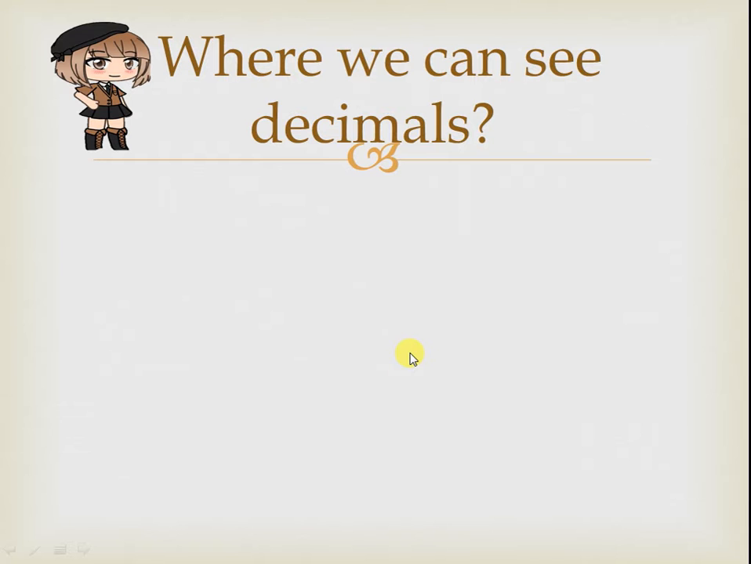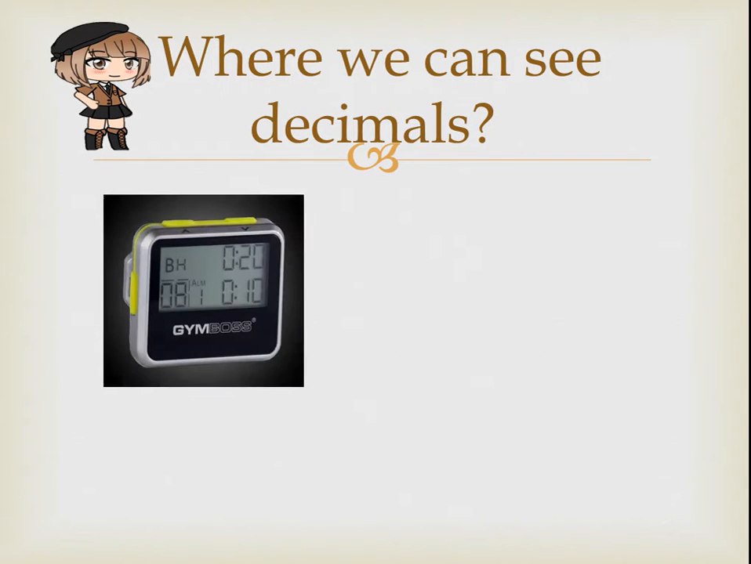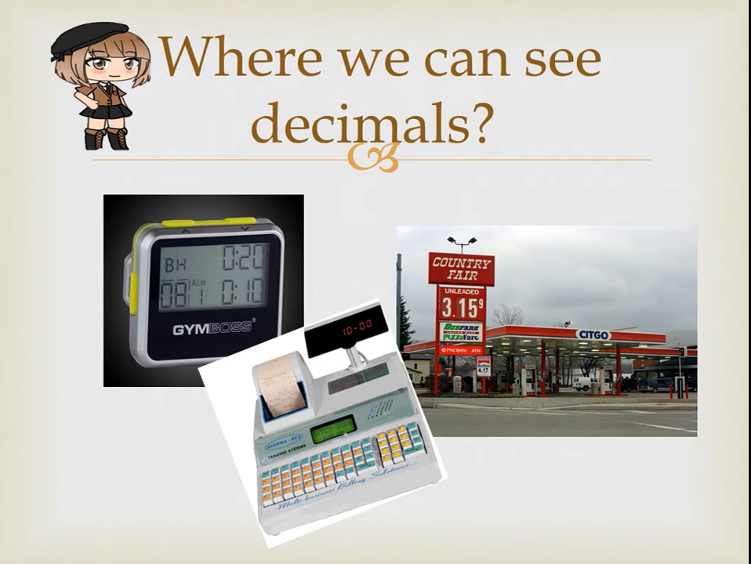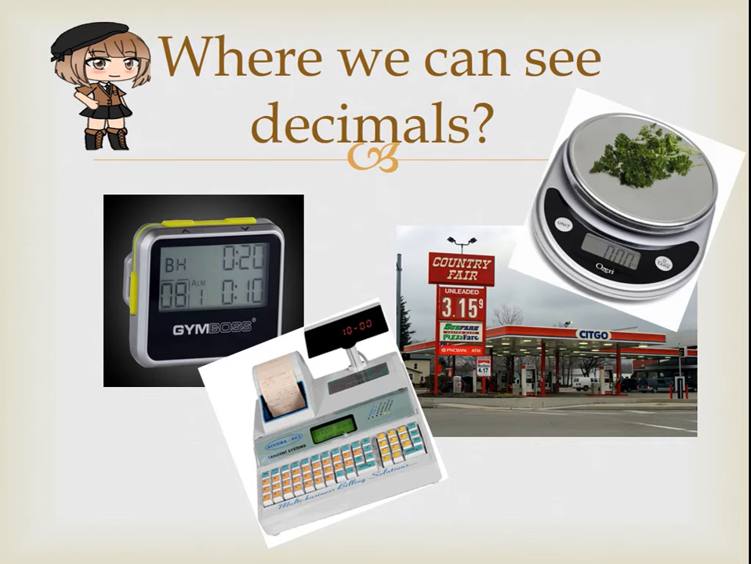Where can we see decimals? We can see decimals everywhere. If you have or hold any timer, you can see decimals. In gas stations, you can see decimals. Also at the cashier desk and in the grocery shop.